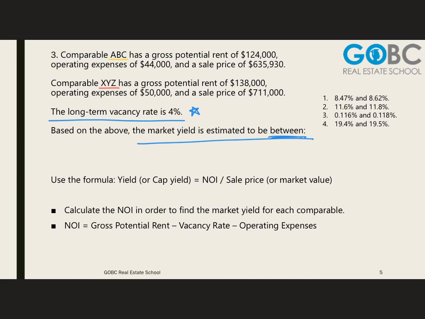So you use the yield formula. So that means we need NOI and we need sale price. Now they've given us sale price, but we need to actually find the NOI for each of those comparables in order to plug both of those into the formulas. So they've given us gross potential rent, the vacancy rate of 4%, and operating expenses. So we're going to use those to find our NOI.